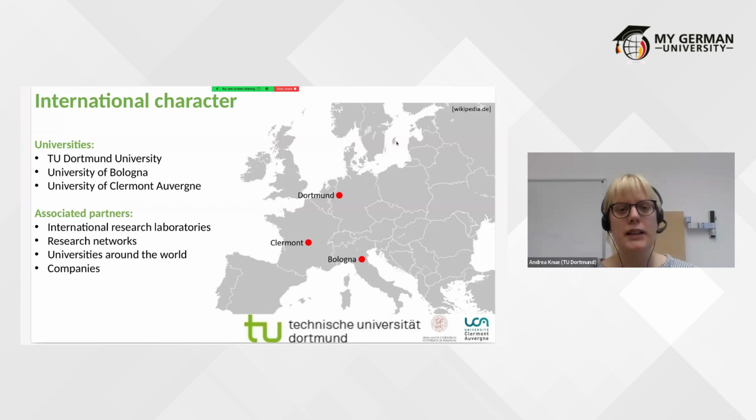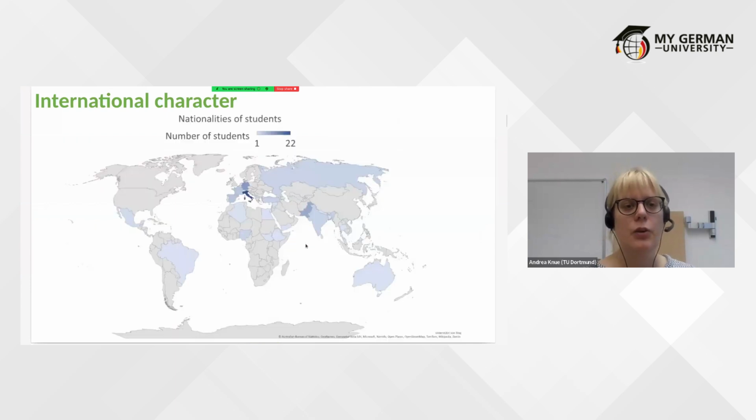It is not just based in Dortmund, but it's actually based in 3 or more different places. So there are 3 universities that take part in this project, which are TU Dortmund University, then the University of Bologna here in Italy, and the University of Clermont-Ferrand, which is in the middle of France. And then we have a lot of associated partners that help where you could do projects, do your masters, and so on. So the idea is that you can apply from all over the world.